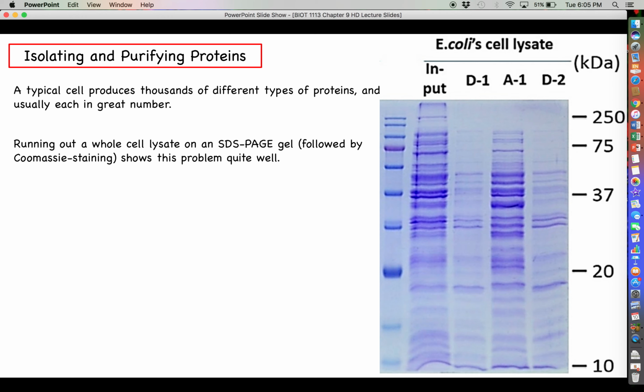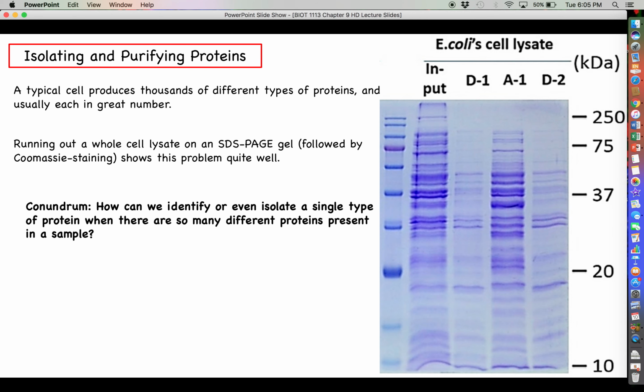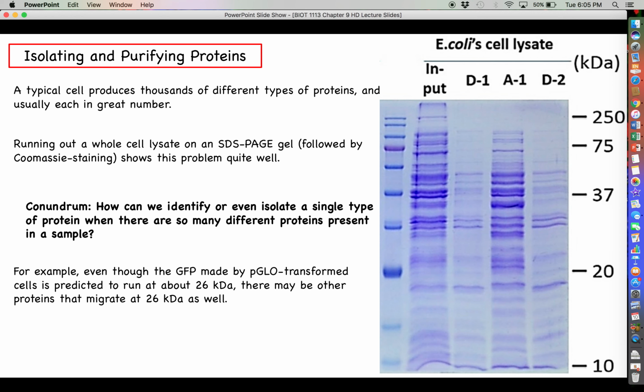So if we just have a lysate from a cell, not only do we have our protein of interest, but we have a whole lot of other contaminating proteins. So oftentimes you will feel the need to purify your protein, meaning that you want to obtain a solution that contains as much of your protein of interest as possible and as little of those other proteins as you possibly can. But the conundrum we end up with is, how can we do that? How can we identify or even isolate a single type of protein when there are so many other different proteins present in the sample?